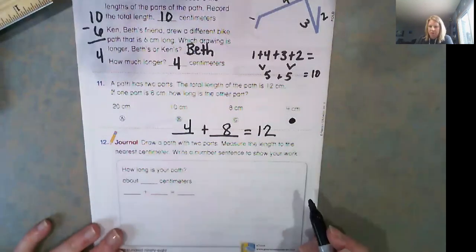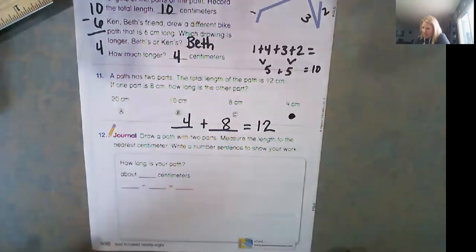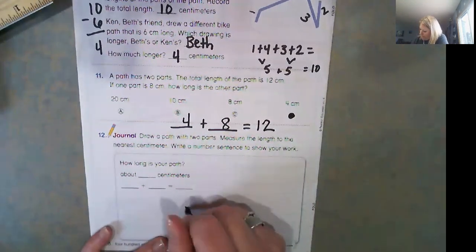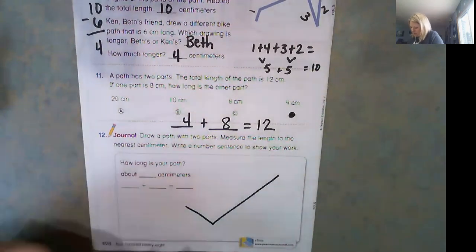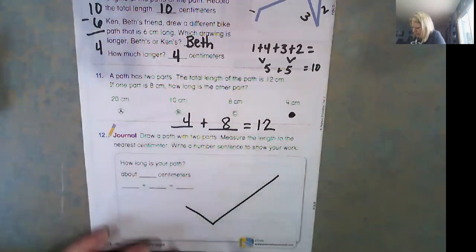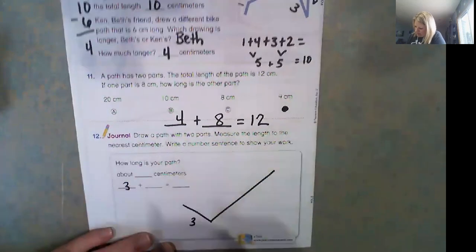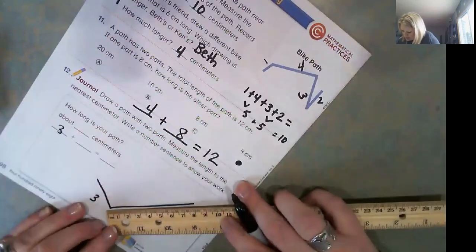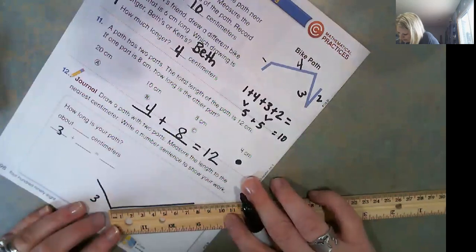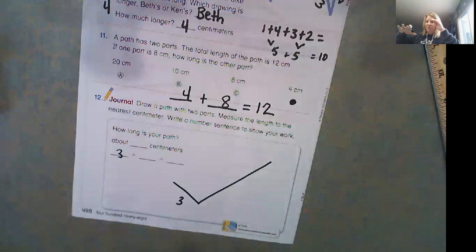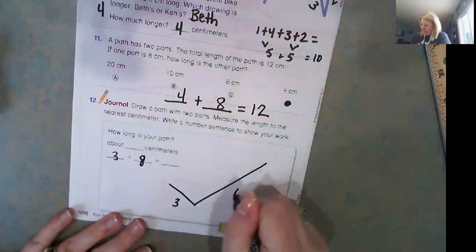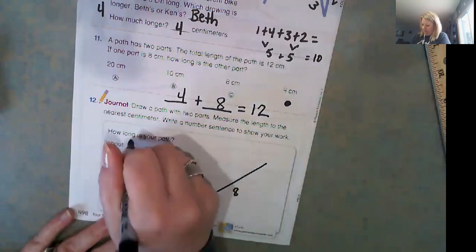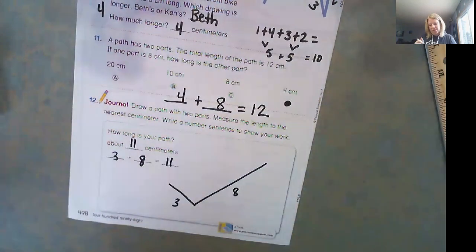Draw a path with 2 parts, measure the length to the nearest centimeter. This sounds pretty fun. I'm going to do it. There's my path. All right. So, that's 3. I did that pretty good. 3. And this one is 7.5. So we're going to go 8. Because remember, if it's half or higher, go up. So I'm going to go 8. And then 3 plus 8 is 11. My path was 11 centimeters.